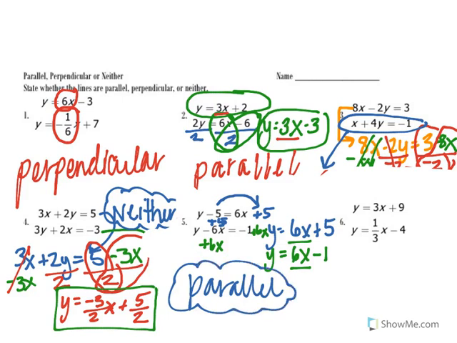And then for number 6, they are both in slope-intercept form. So I'm just going to compare the two slopes. They would be perpendicular if one was negative and one was positive, but since they're both positive, the answer is going to be neither.